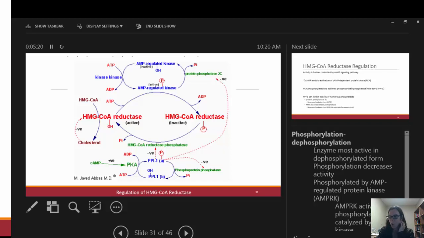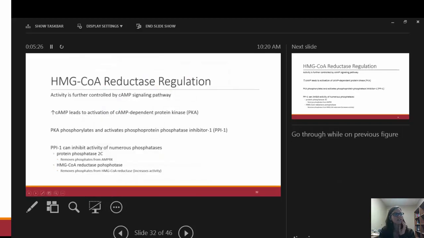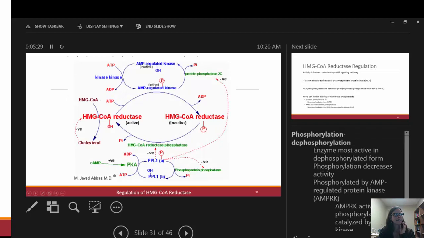Now, this PPI1 also inhibits the HMG-CoA reductase phosphatase. This phosphatase is responsible for taking the inactive form and moving it to the active form. So this enzyme would actually make it so that the HMG-CoA reductase was active, and we would build it. But if we're inhibiting this, then we're going to stay in this inactive form. So again, we're under stress, glucagon and epi. We don't want to build anything, so we're going to keep HMG-CoA reductase in its inactive form.